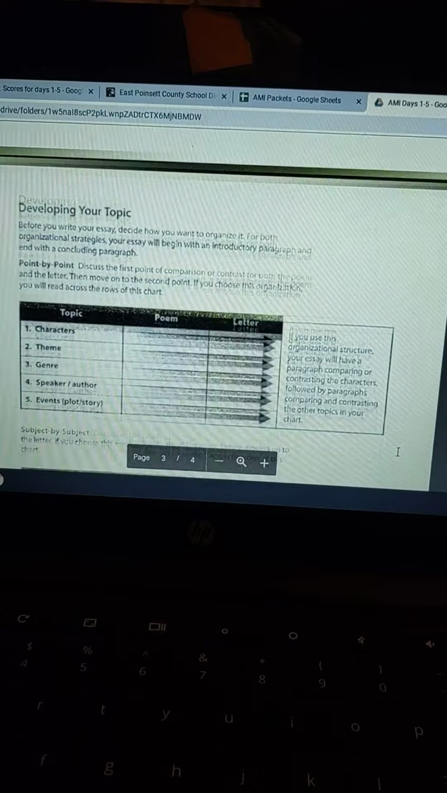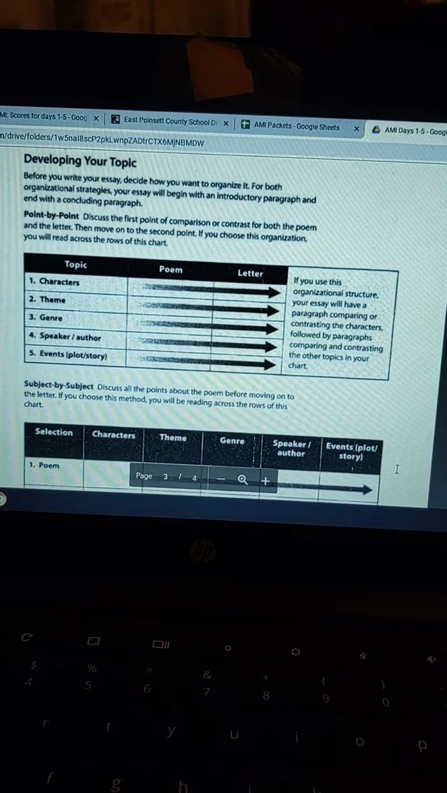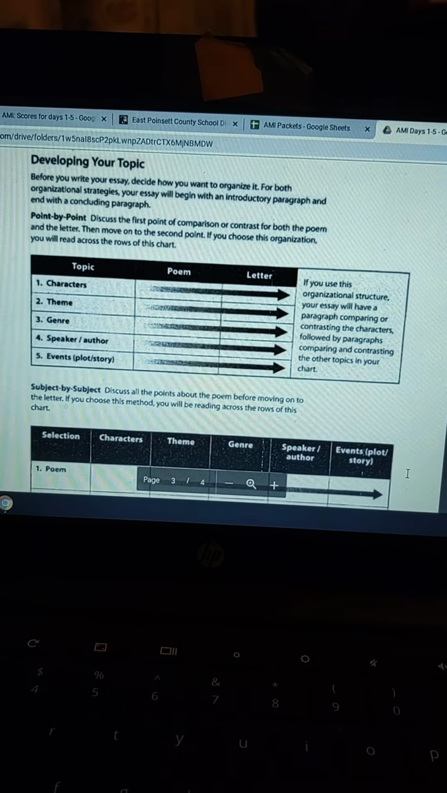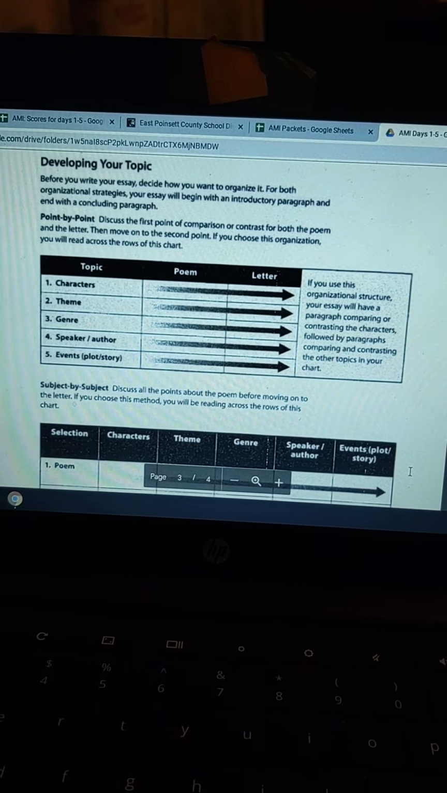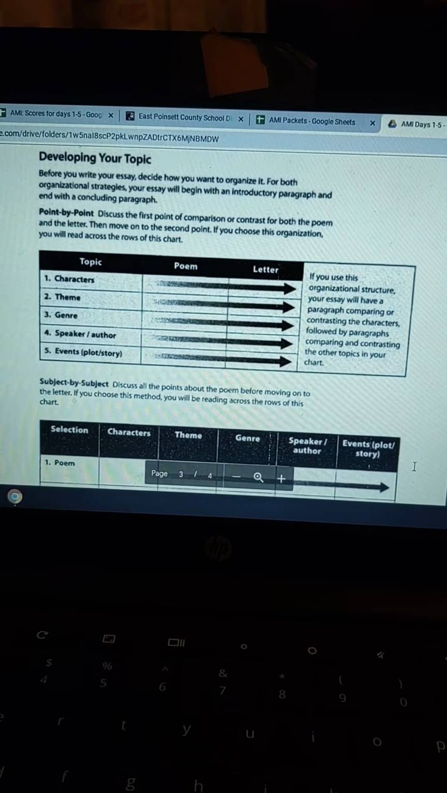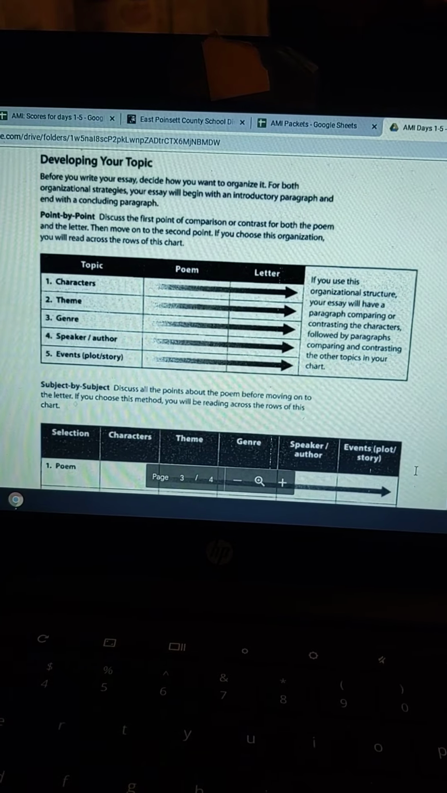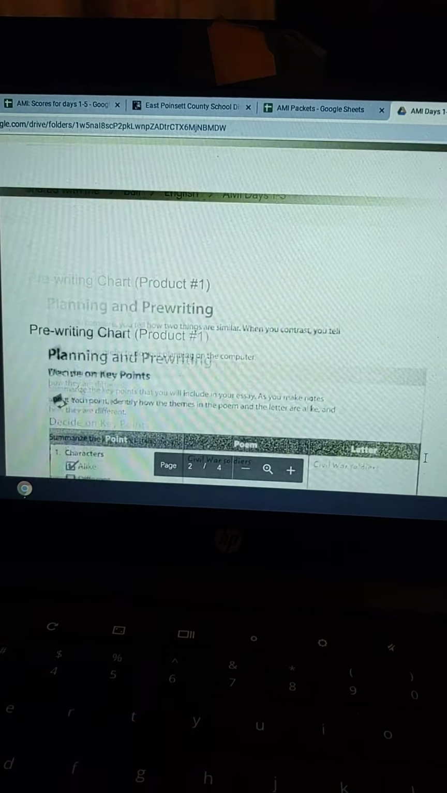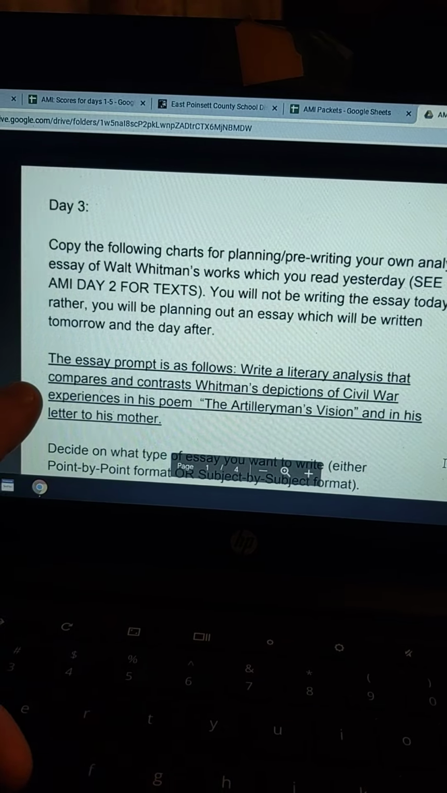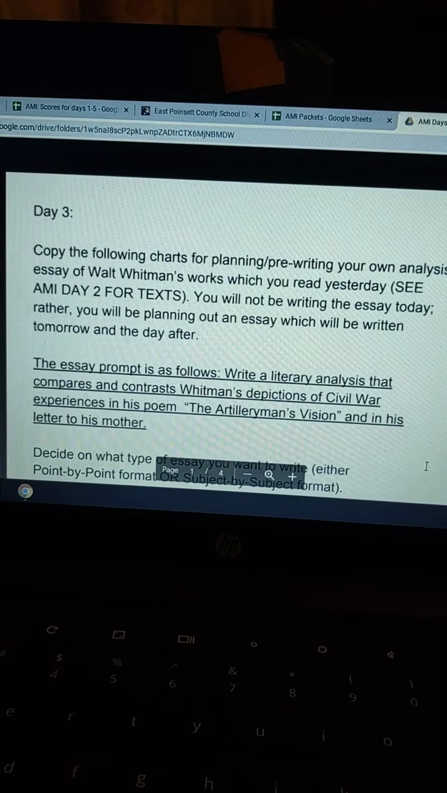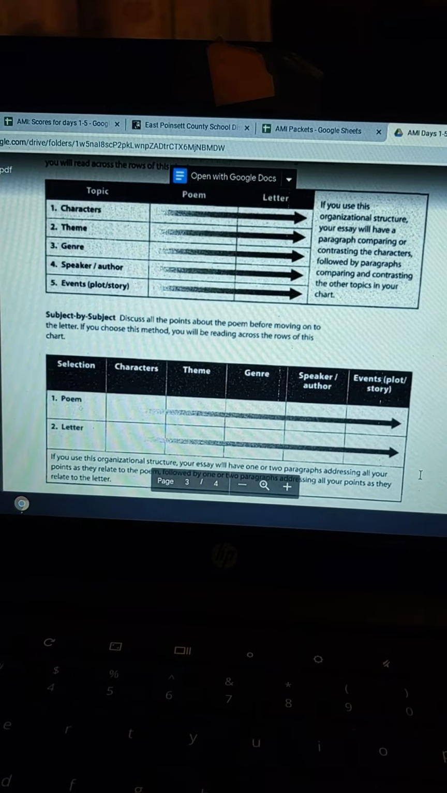The second page, you do not have to write anything for this page, but I thought it was a really good little image of how to organize your eventual essay. You can do it one of 2 ways. When you're comparing and contrasting these 2 things, because remember, that is our essay prompt, compare and contrast the depiction of the Civil War experience in both of these, you can do it one of 2 ways.